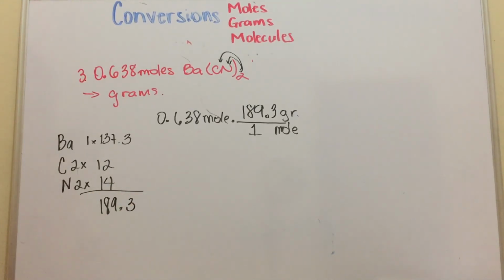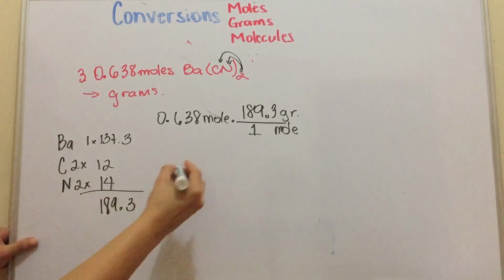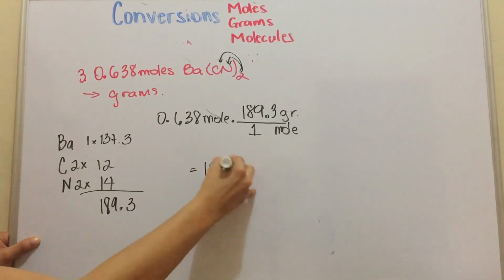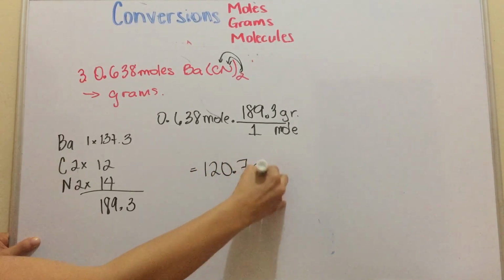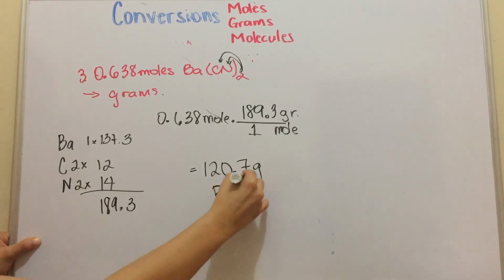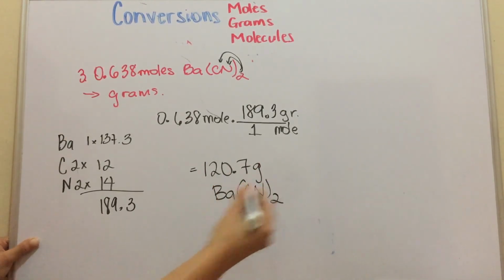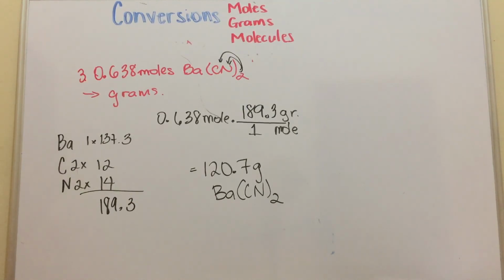So now with that 189.3, we're going to multiply times the moles we had, which is 0.638, and we are given an answer of 120.7 grams of barium cyanide. And that's it. Simple as that are the conversions. But this topic you need to understand, because stoichiometry takes this as part of the procedure. So if you don't know this, please just send me a message and I'll gladly explain it to you again. And I hope you understand, guys.